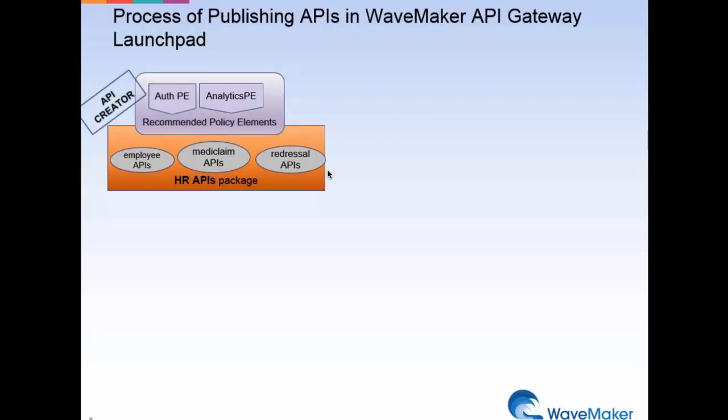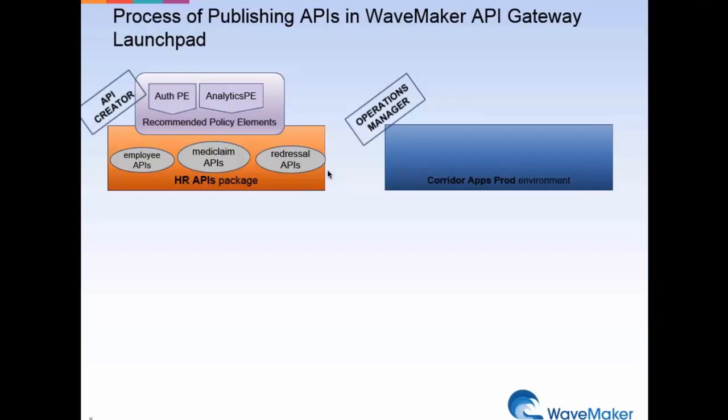In this case, he adds an authentication policy element, and yes, there's a configuration for that, which we will look through when we go through the demo. He also adds an analytics policy element. The analytics policy element primarily records the headers and the values so that they can later be exposed through the analytics API. So this is the recommendation by the API creator.